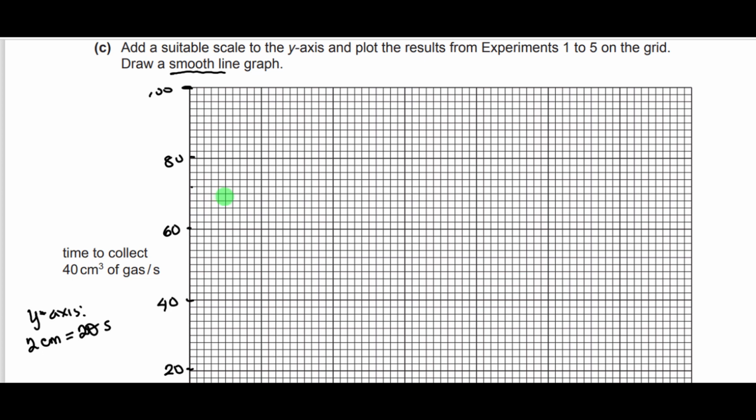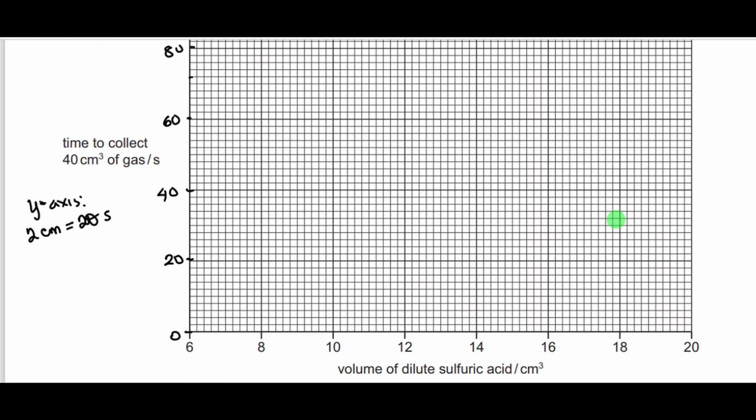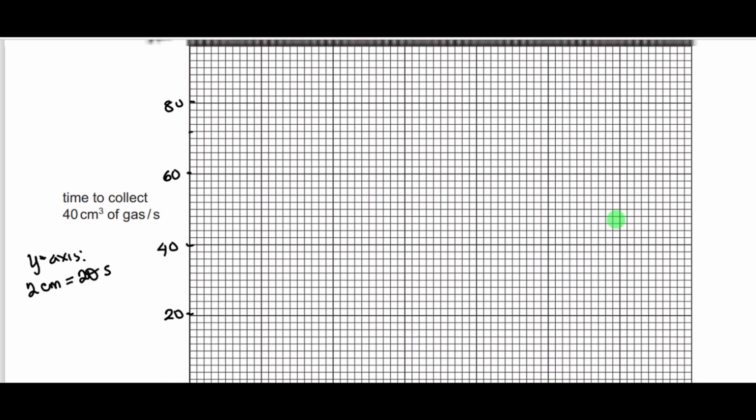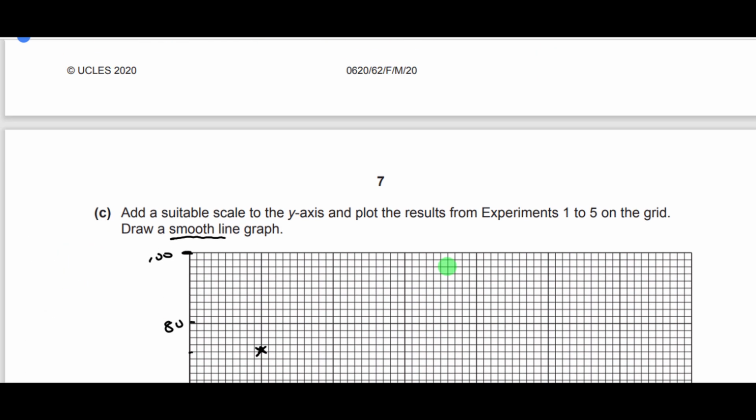So 72 will be somewhere here, right? Then 8, where is 8? All right, so 8 is the next grid here. So mark this with a cross, a small cross, a star cross, or you can use a small dot with a circle around it, right? Okay, that's the first point.